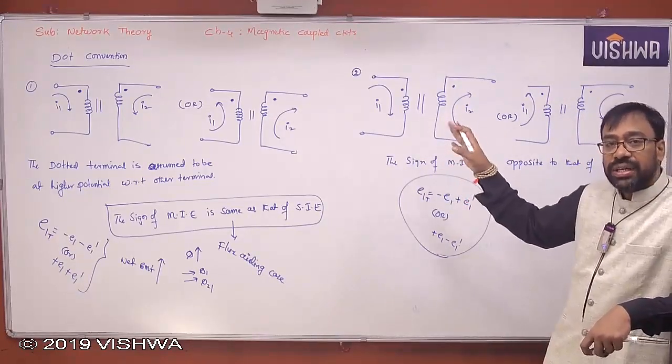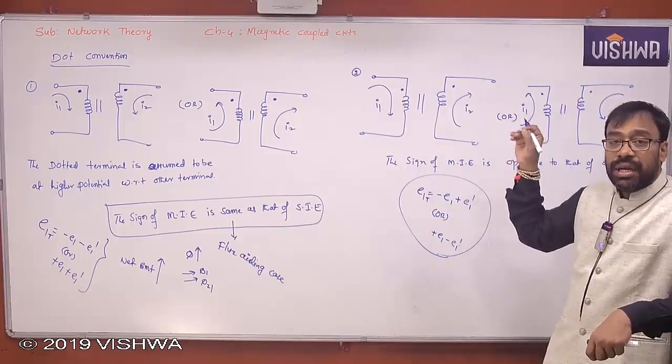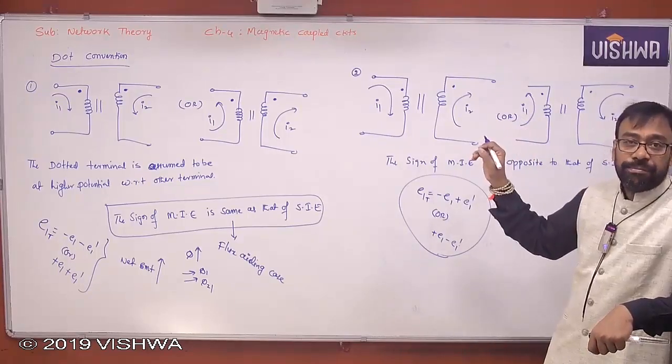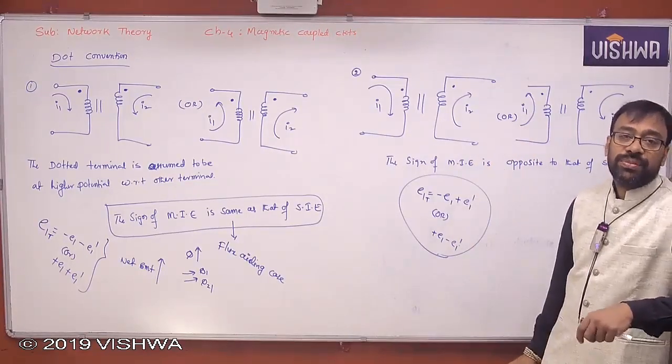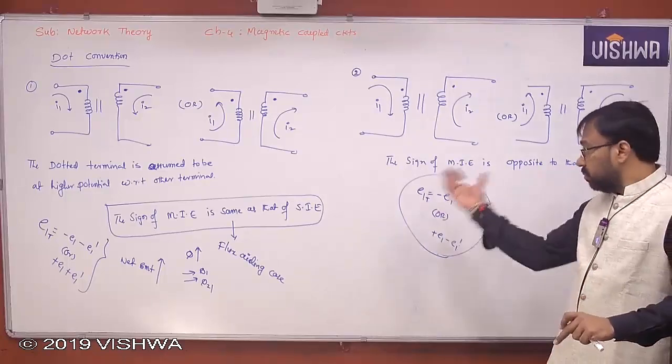What is the dot actually here? The dotted terminal is assumed to be at higher potential with respect to the other terminal. Please have a note of it.